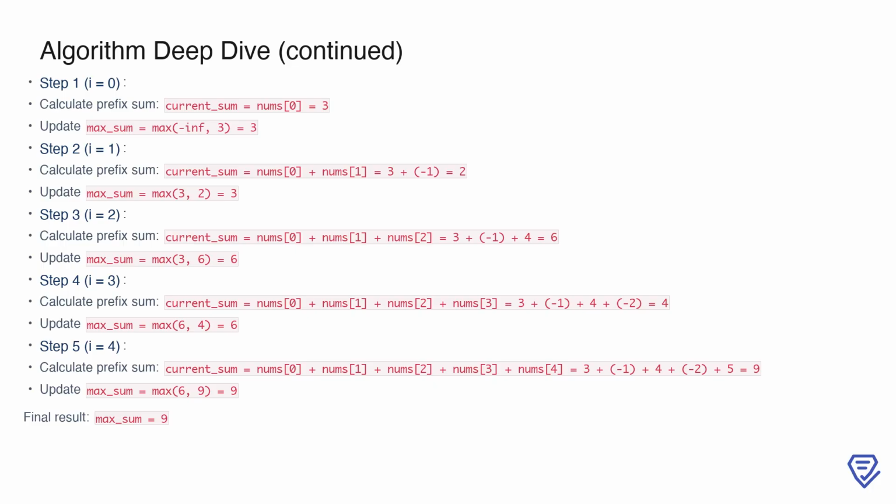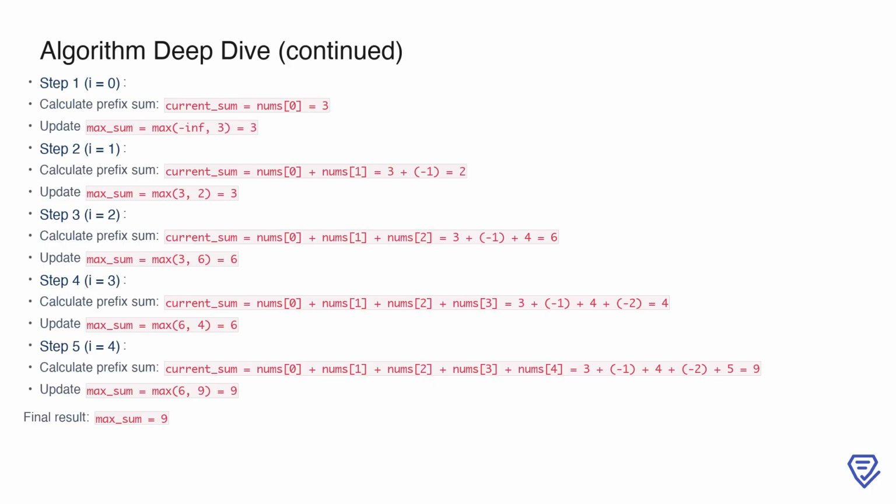For i equals 3, the sum is nums[0] plus nums[1] plus nums[2] plus nums[3], equals 3 plus -1 plus 4 plus -2, which equals 4. Since 4 is less than the current maximum, max_sum remains 6.